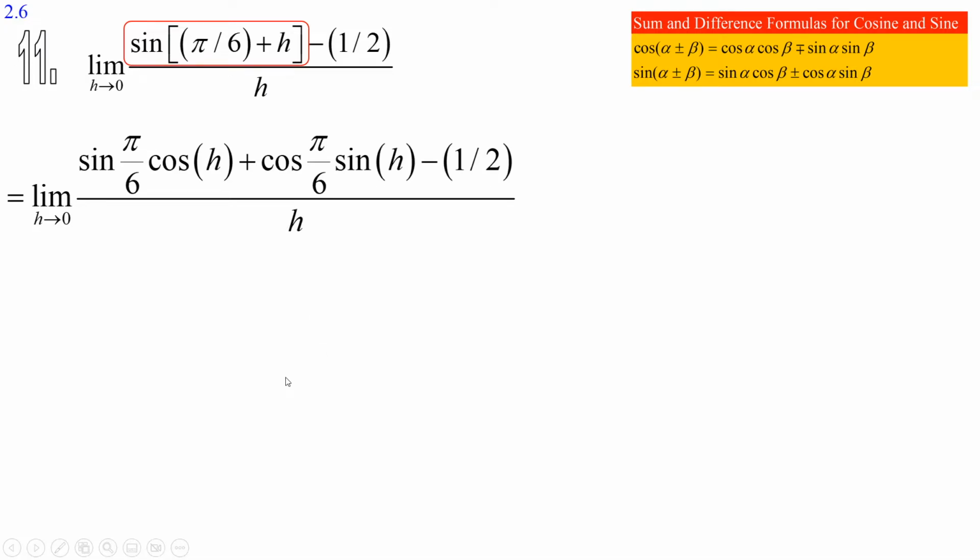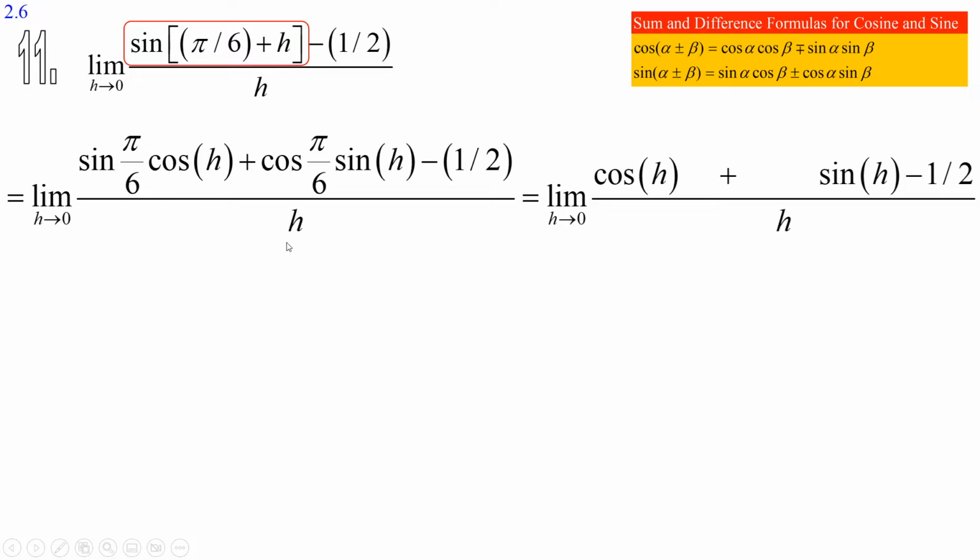Okay, so let's think about this. Well, how about our unit circle now? Okay, so this looks easy. All right, see this factor of cosine of h? Sine of pi over 6 is 1/2, so I'm going to go 1/2 cosine of h, or cosine of h divided by 2. And then cosine of pi over 6, all right, that's going to be root 3 over 2 sine of h minus 1/2.